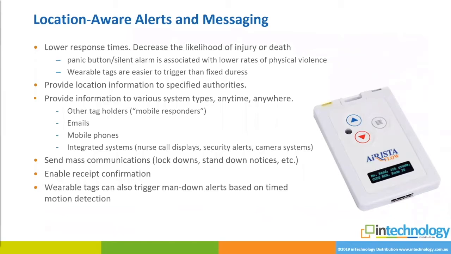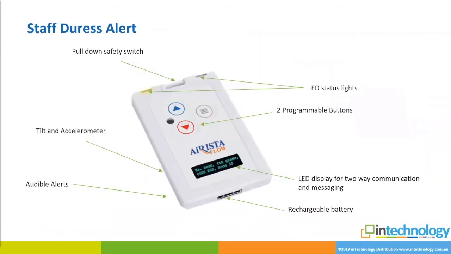You can also have receipt confirmation. We're talking about if someone is responding or whether someone is unable to respond. You can log those, and that's a lot of information you can use in your reporting in those workflows after the event, which is quite useful as well. Now, most wearable tags also have the capability to trigger man-down alerts. So if someone trips or falls rather than being attacked, that can be integrated into the solution to provide immediate assistance rather than waiting or having someone needing to yell out for help.